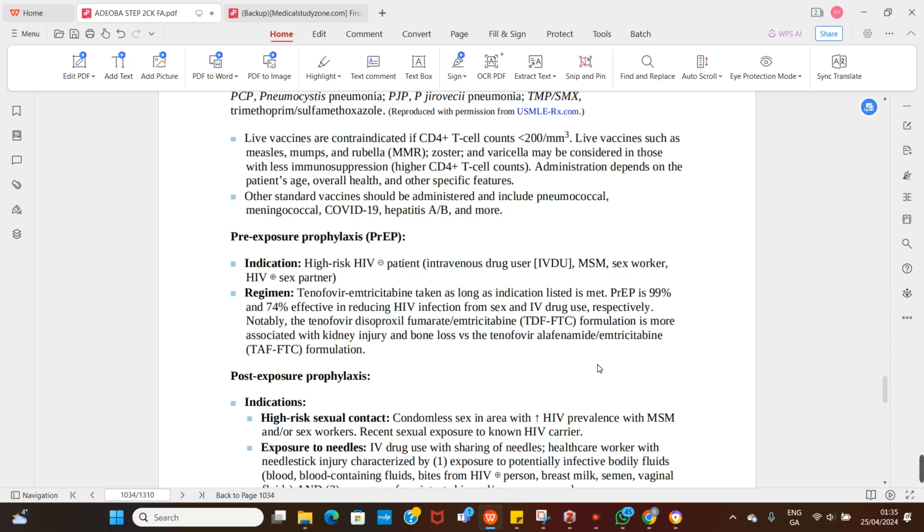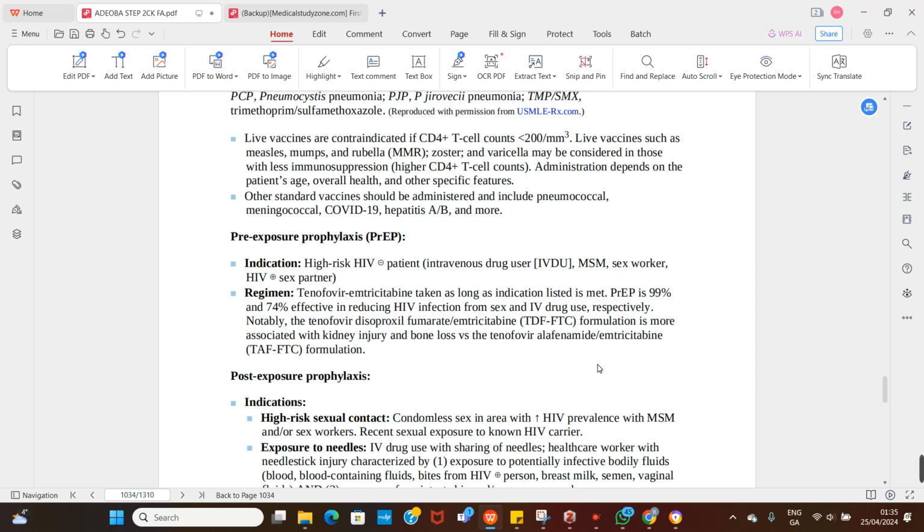And what drug do you use? You use tenofovir emtricitabine. Tenofovir emtricitabine. So basically, you are just combining two nucleoside or nucleotide reverse transcriptase inhibitors. Your tenofovir there is your nucleotide reverse transcriptase inhibitor, while your emtricitabine is a nucleoside reverse transcriptase inhibitor. So that is just the only two.